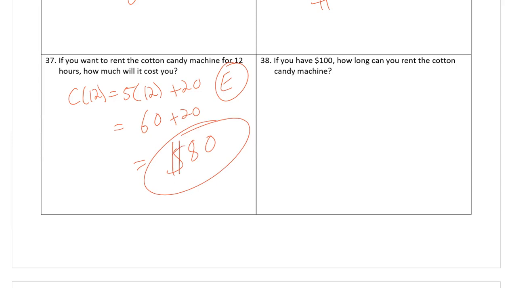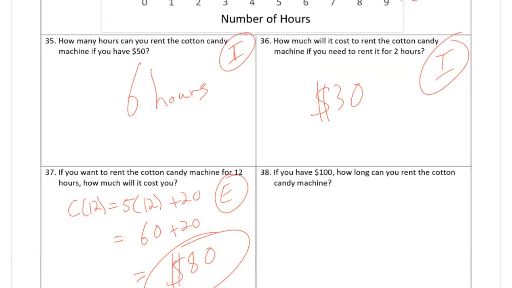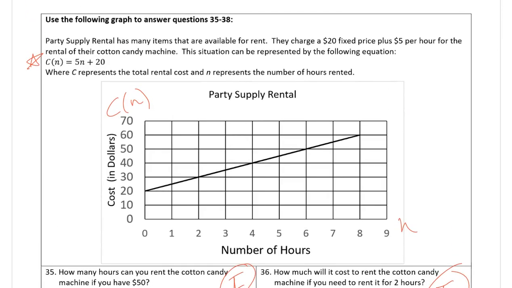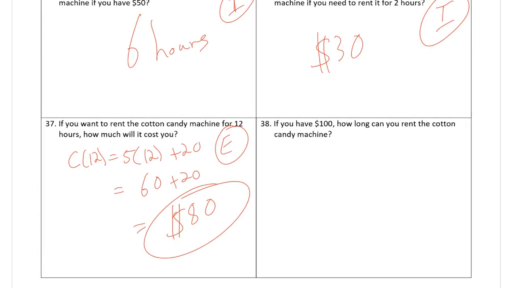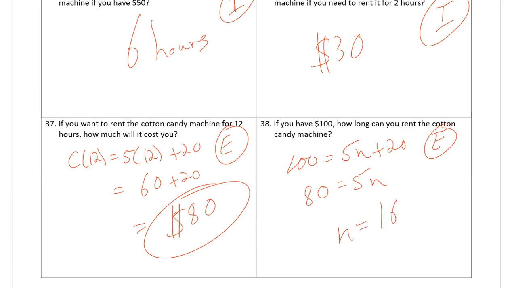So 80. This one, if you have 100, how long? I see 100 is nowhere near here. So yet again, I'm dealing with extrapolation. So this time I'm getting the cost. So that means for my C of n, I would plug in that 100 and set it equal to 5n plus 20. Subtracting 20 from both sides, I'd arrive at 80 is equal to 5n. And then if I do 80 divided by 5, I'll get n is equal to 16. So it'd be 16 hours that I could rent it for.